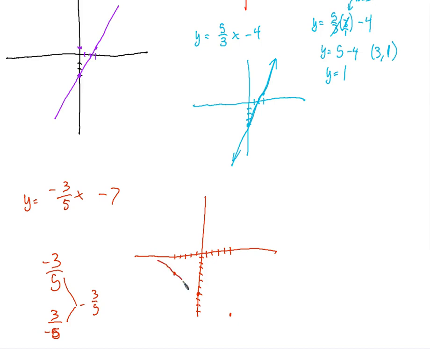Okay. So remember, slope is rise over run. And if you have a negative slope, that means that either the rise or the run needs to be negative, but only one of them needs to be negative. Okay, so on to comment number 4.